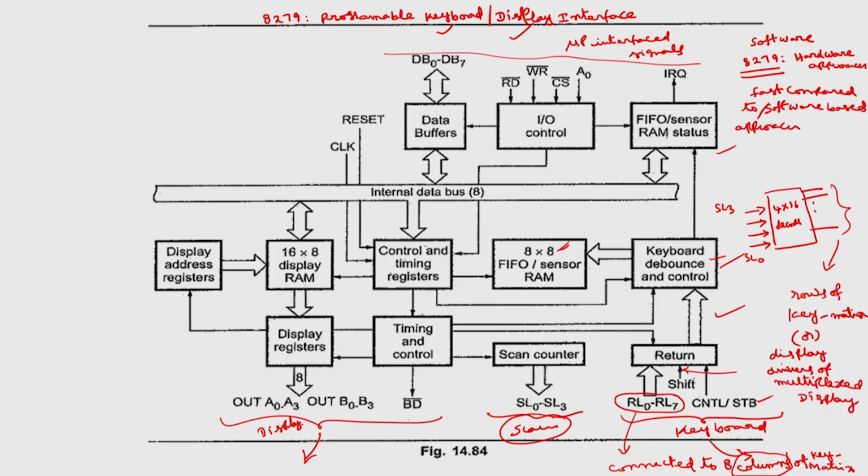Then coming to this display section, we have display address registers, because here we have a 16 by 8 display memory. So, 16 locations, each location is capable of storing 8 bits of data. So, we can connect 8 different 7 segment displays. Here we have 16 locations, this is 1, 2, 3, and so on up to a total of 16 locations, and each location is capable of storing 8 bits of information. So, what is the starting address of this?